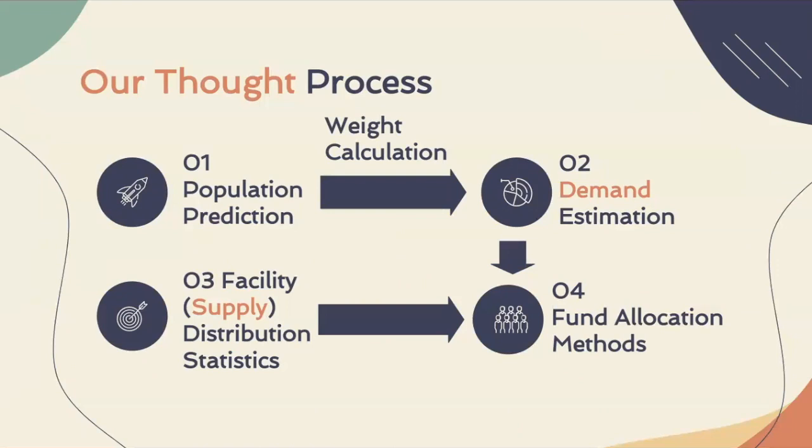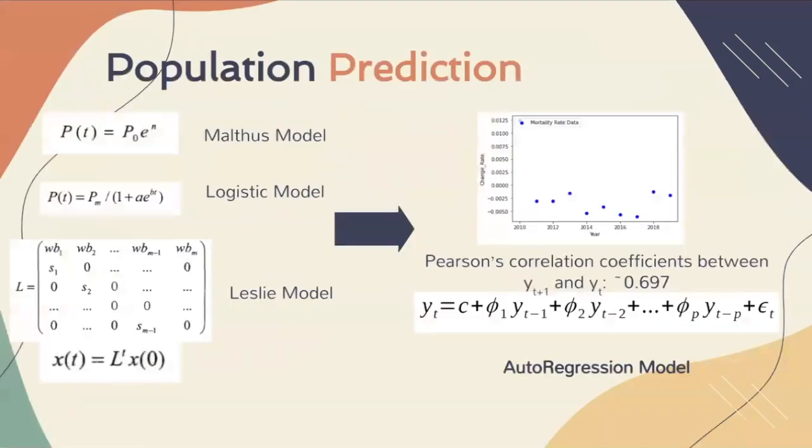First, the demand side. To predict the population size, the three models on the left were not adopted because they require too many more factors not included in the dataset provided. We finally chose the autoregression model because the Pearson's correlation coefficient of the population change rates between two respective years is statistically high, and we successfully estimated the 2020 population size.